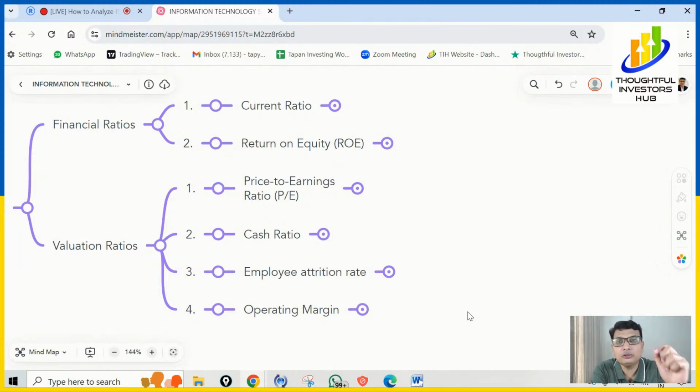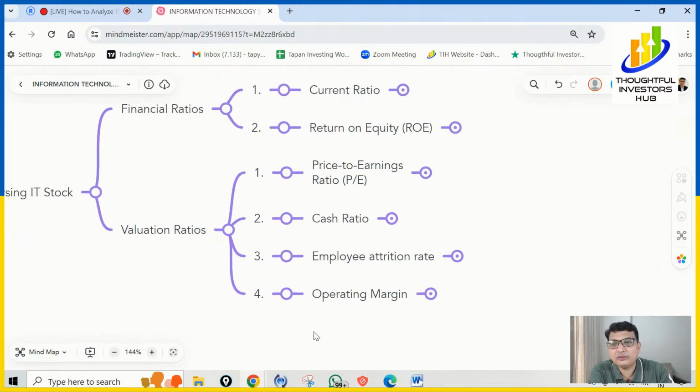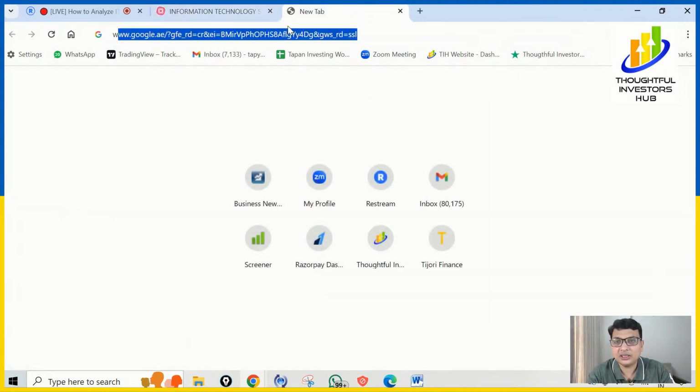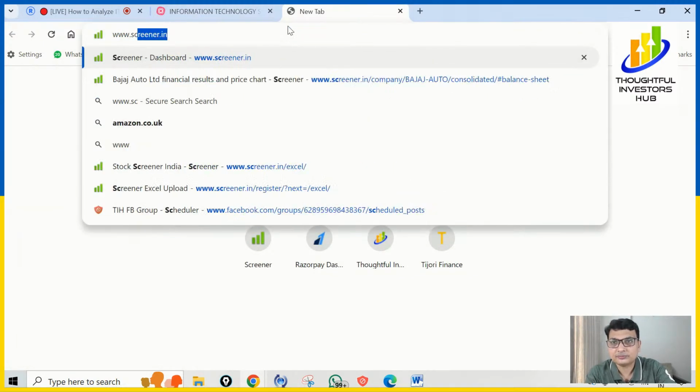Okay, now what we'll do? Shall we go and analyze this with screener.in? Yes, then just type bring it on in the chat box. Okay, any question till now, put it in the chat box. I am going to reply. Okay, just type bring it on in the chat box.